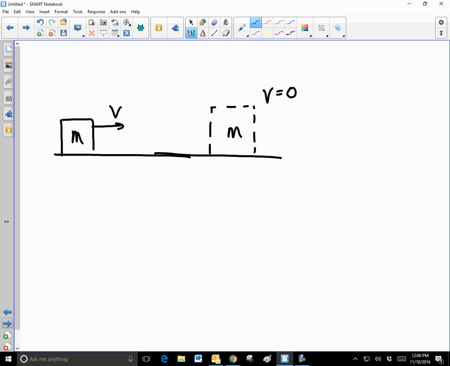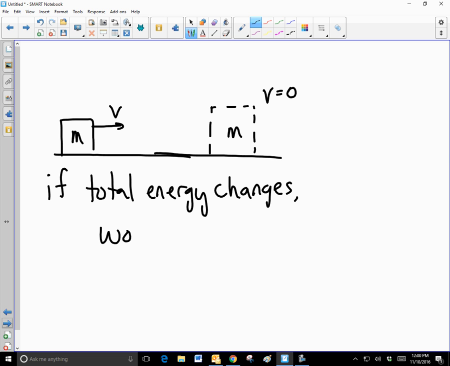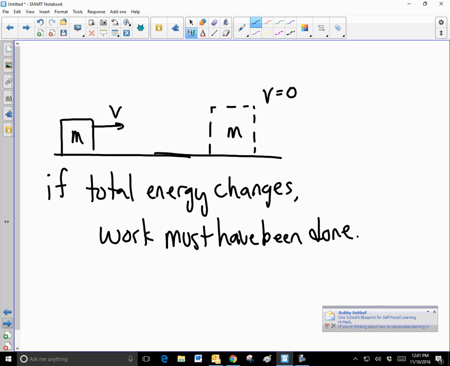If the total energy changes, sorry to make it passive, but that's just how it came out. If the total amount of energy of a system changes, then work must have been done in order to change that.